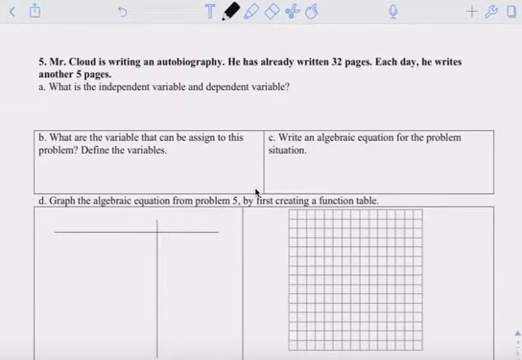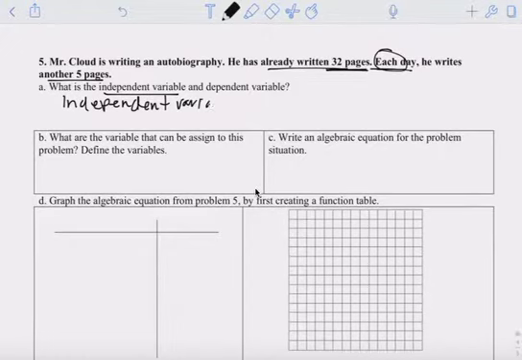Mr. Cloud is writing an autobiography. He has already written 32 pages. Each day, he writes another 5 pages. Each means times. What is the independent variable? The independent variable is the number of days, because each day he's going to write more pages.